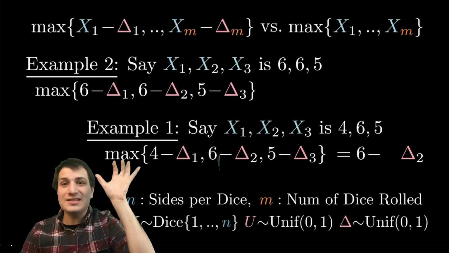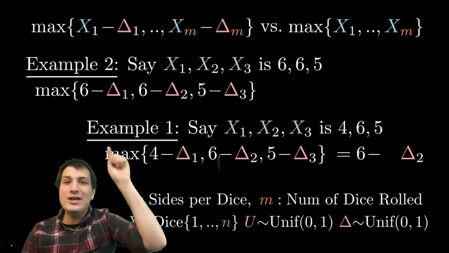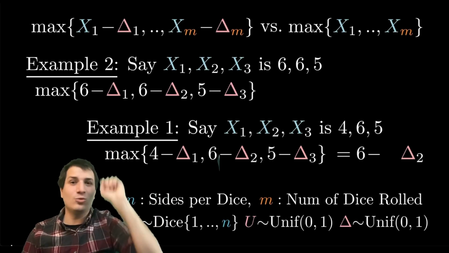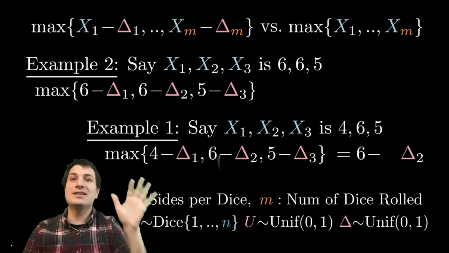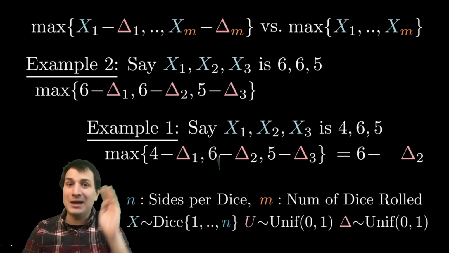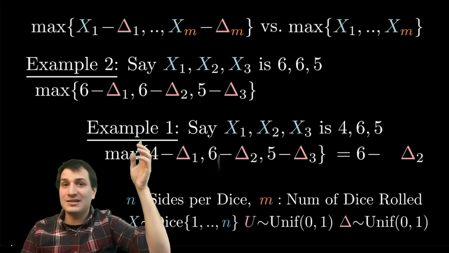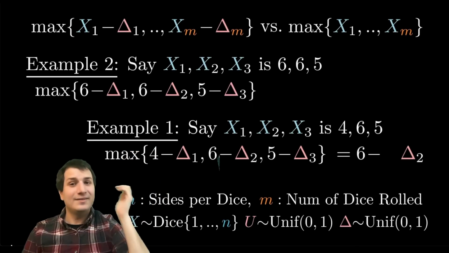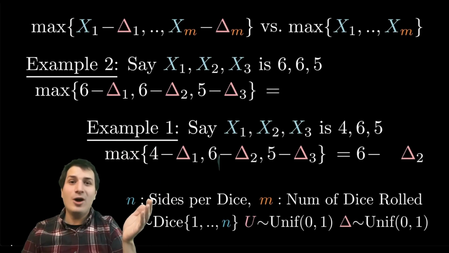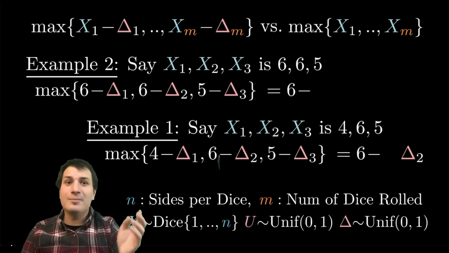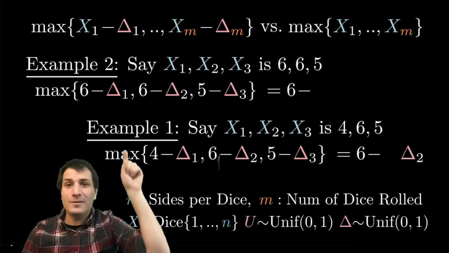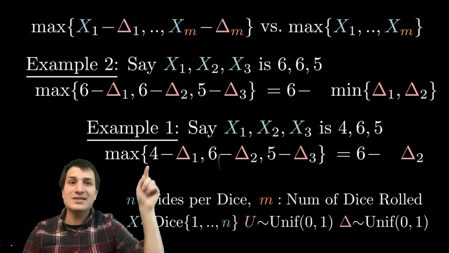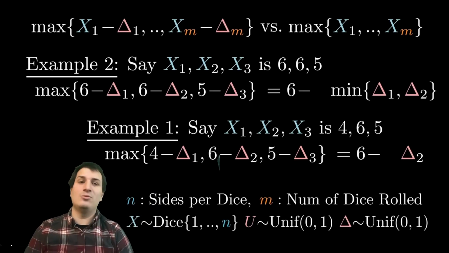So again, 6 is definitely going to be the maximum, but which one we take, is it going to be 6 minus delta 1 or 6 minus delta 2, is going to depend on whichever is bigger, right? If 6 minus delta 1 is bigger, we get 6 minus delta 1. If 6 minus delta 2 is bigger, then we get 6 minus delta 2. So we always get a 6, but the deltas are going to combine from delta 1 and delta 2. And so in this situation, we're going to get the minimum of delta 1 and delta 2.